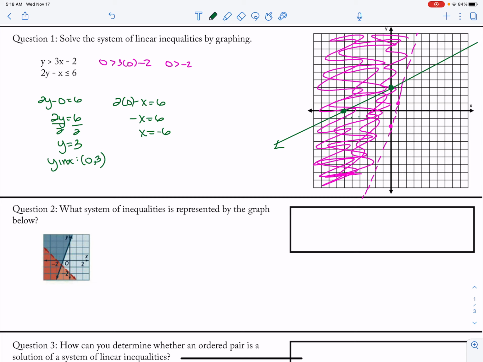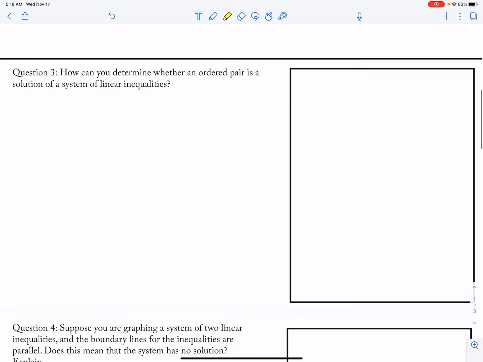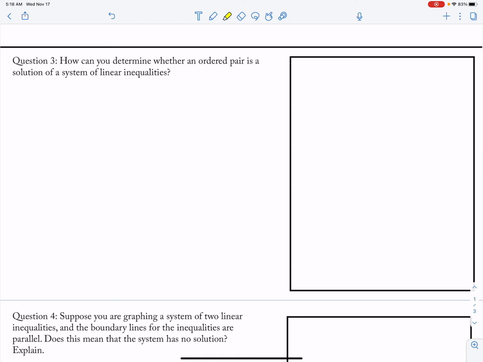Okay. And then the question is, is 2 times 0 minus 0 less than or equal to 6? And the answer is yes. So you're shading below the line, which makes the overlapping shaded region in that area. Okay? All right, so how can you tell? You can tell by plugging in the ordered pair into both inequalities.